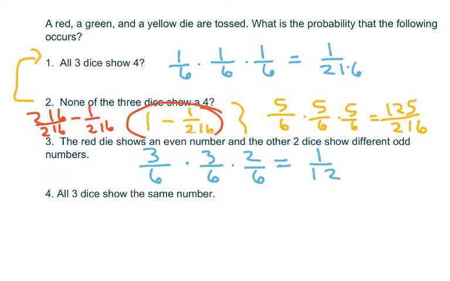Now this one, the last one's a little tricky. All 3 dice show the same number. So if they all show the same number, we don't know what number it is. So we're going to have 3 slots. We're using our counting principle. The first die could be anything, so it could be any of the numbers, 6 out of 6. However, the other 2 die has to be what this first one was, so that would be 1 over 6. And the next one has to be the same number. So our answer would be 1 over 36.